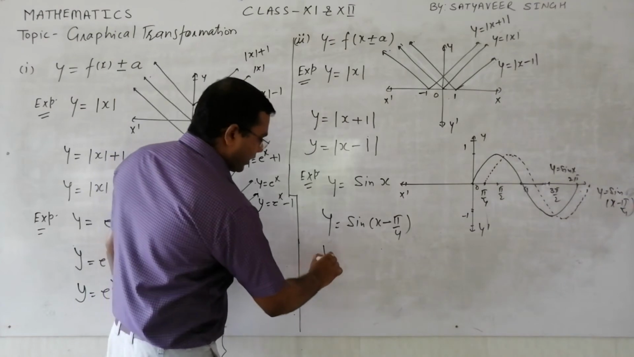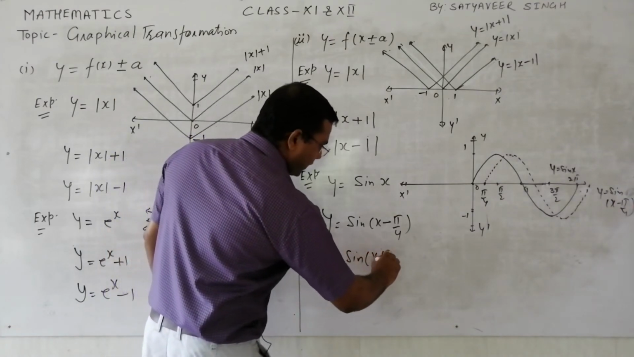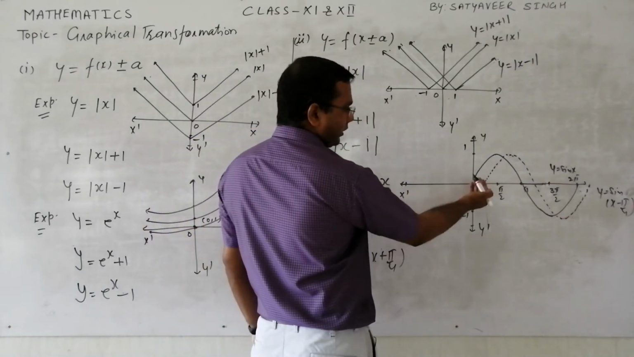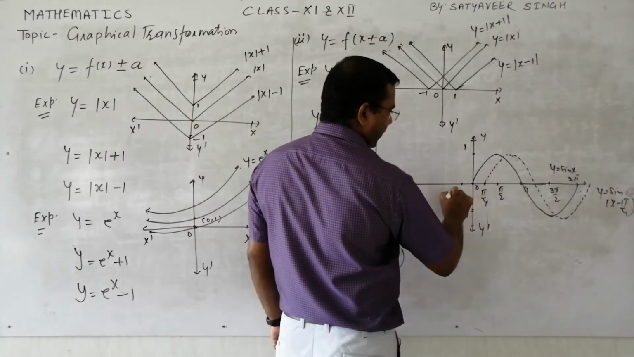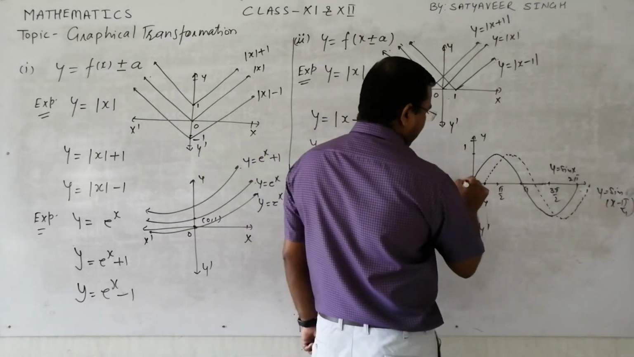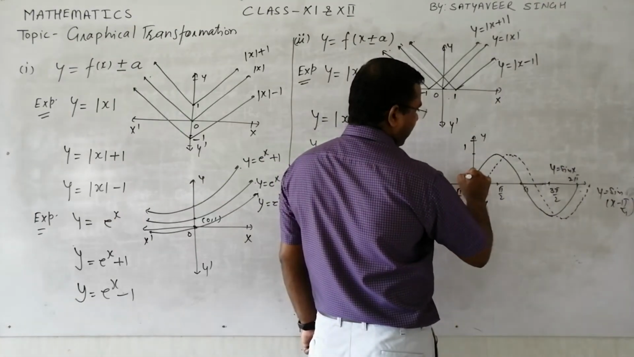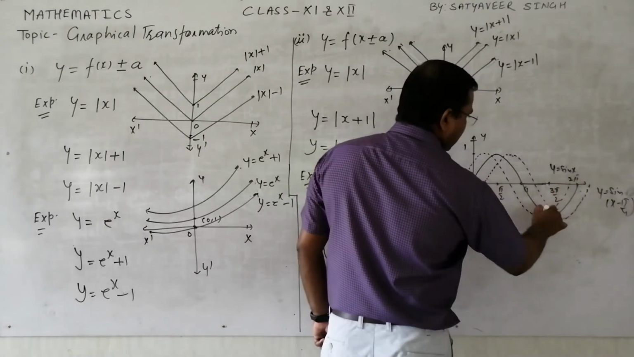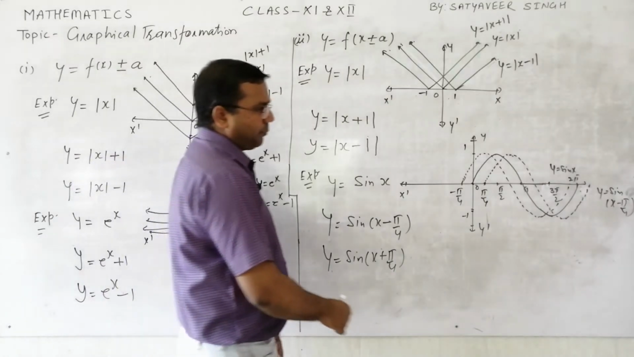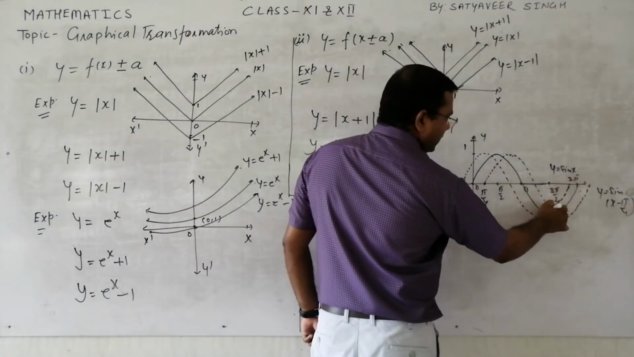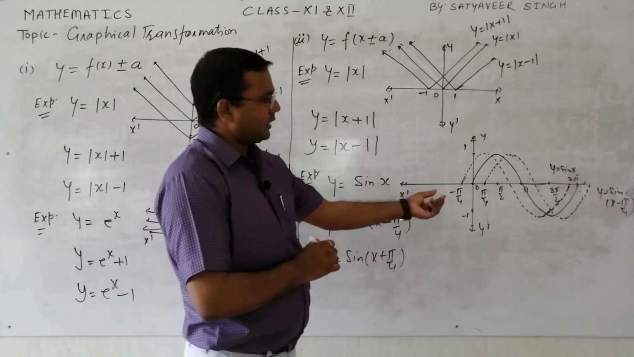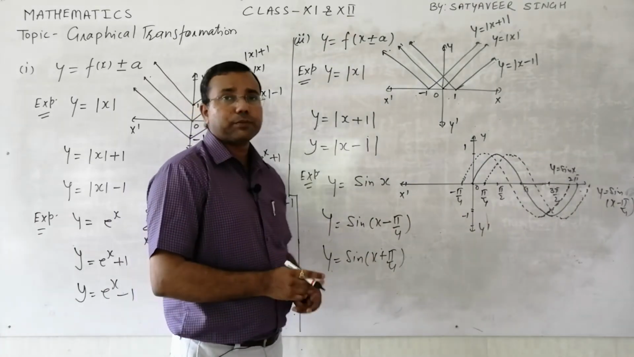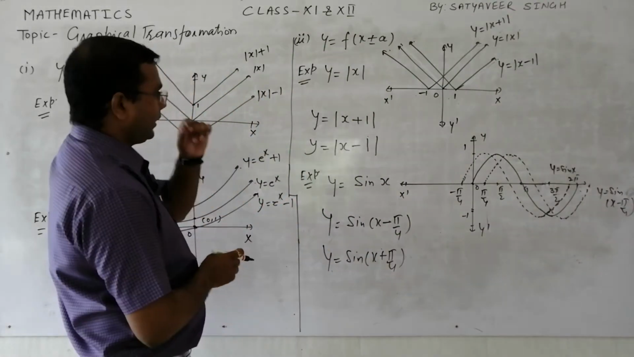At the same time, if you write y = sin(x + π/4), then also you can see it will move towards the left-hand side on the x-axis. Here it is -π/4. Then this graph will start from here and move parallel to y = sin x. So this other dotted graph is the graphical representation of y = sin(x + π/4). I hope you understand this also.